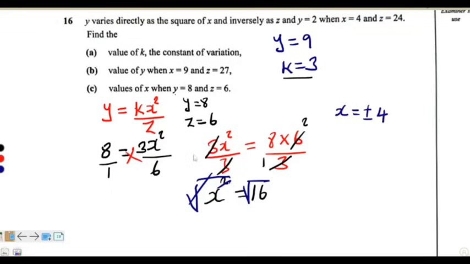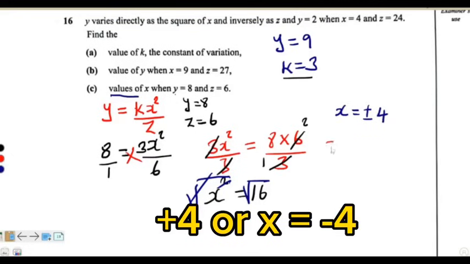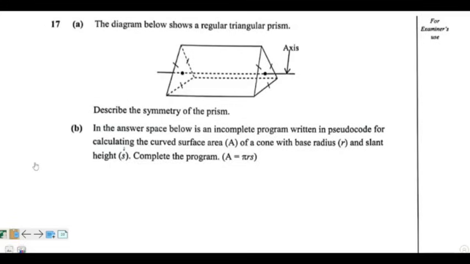So therefore, remember they said find values. So we have two possible values of x. In this case, we are going to say x is equal to positive 4 or x is equal to negative 4. So these are the two possible values of x. On question 17, we have question A and B.